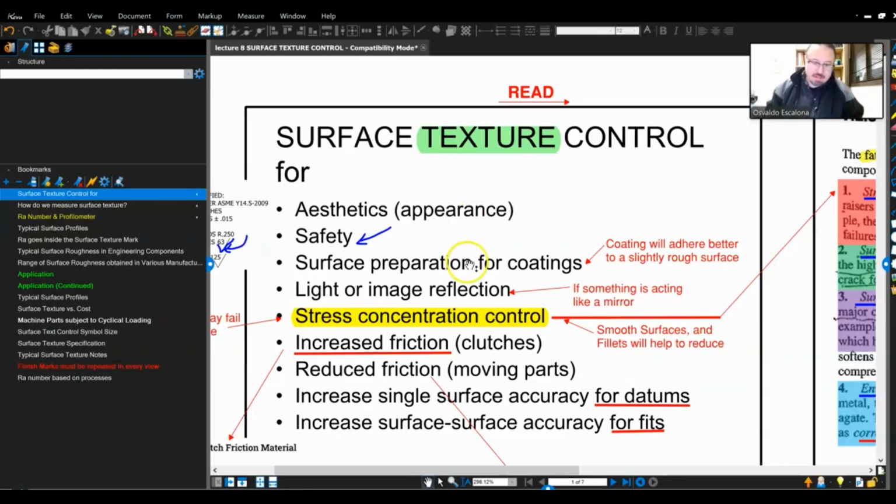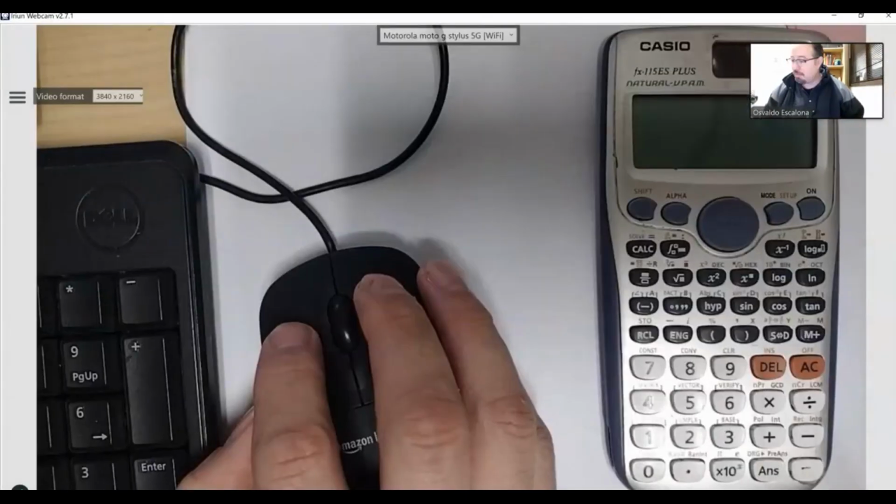For me, the one that I have highlighted, and you will probably notice I made it yellow, is because I believe it is the most important reason why we need the surface texture. Depending on the surface texture, I have something that we call stress risers. And you are wondering, okay, Professor Escalona, why do I need to know about stress risers? Let me try to explain this to you.